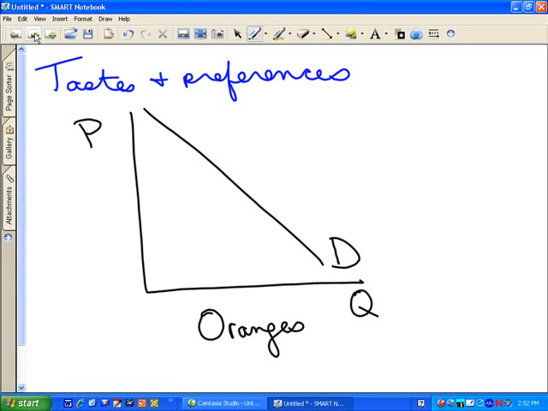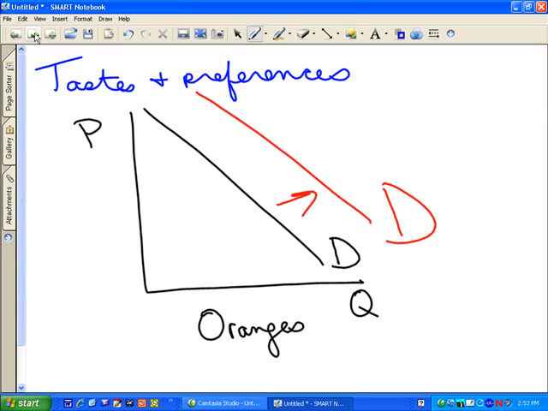And if the decrease in cancer isn't enough, well, maybe it'll make you stronger, prettier, your hair shinier, your complexion smoother, make you more attractive to whomever you'd like to be attractive to. It'll help you lose weight. Maybe it'll help you gain weight if that's your goal. Whatever it is, oranges are going to solve all your problems. And if that's the case, then what do you want to do? You want to buy more oranges.